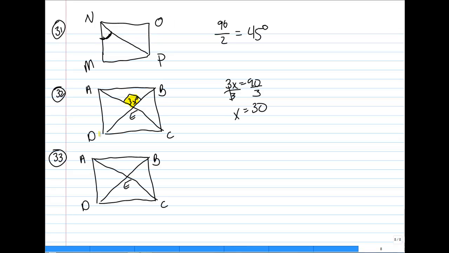33. BAC is 9x. So this right here is 9x. So remember that this again, this is a 90-degree angle. Half of it is 45. So 9x is equal to 45. Divide both sides by 9. And x is 5.